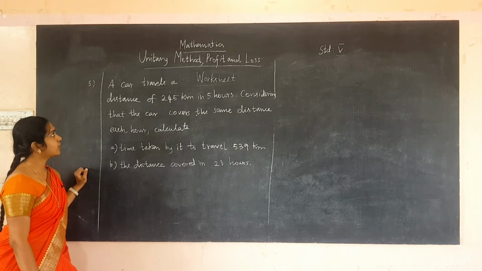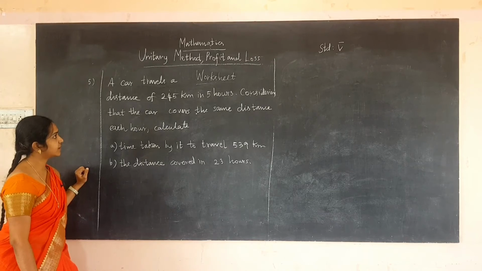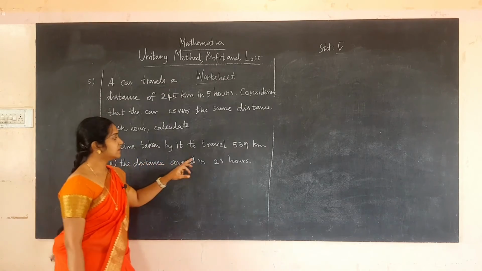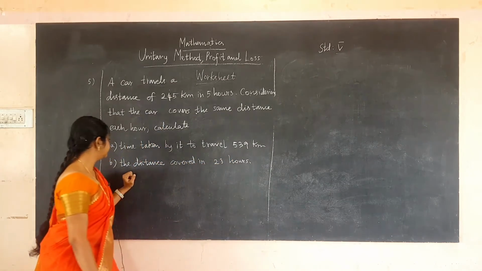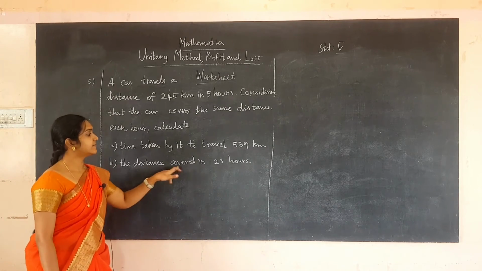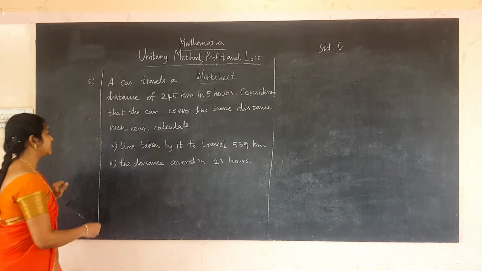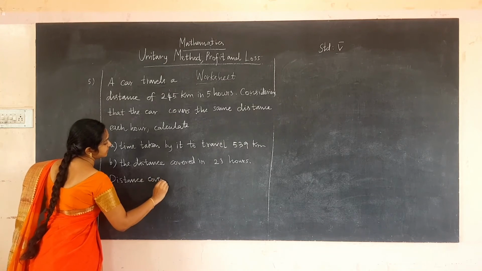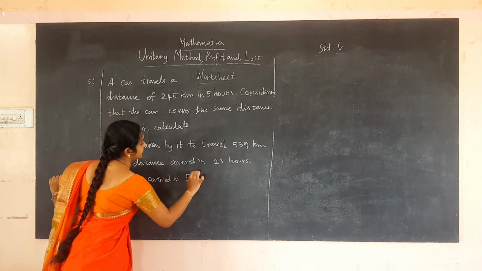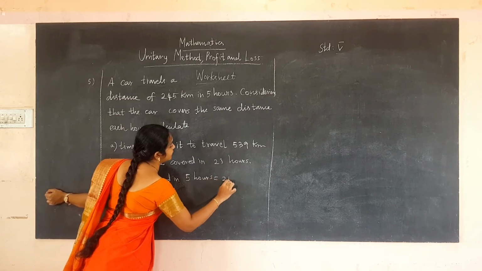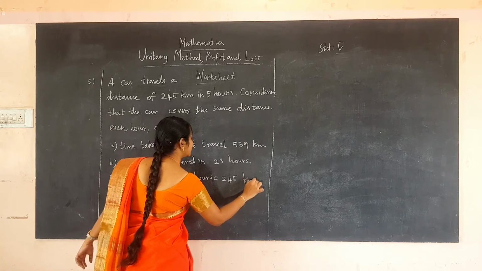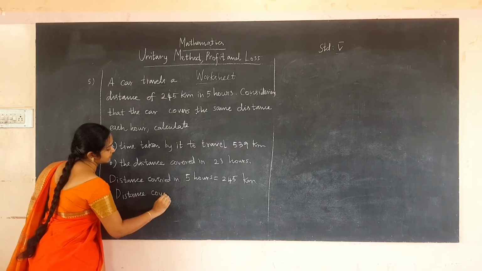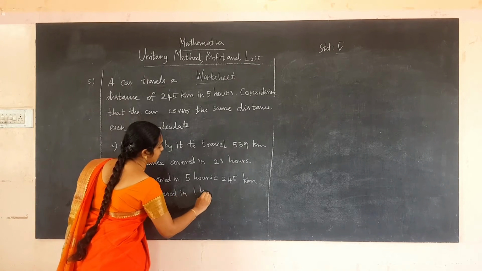The fifth question is, a car travels a distance of 245 km in 5 hours. Considering that the car covers the same distance each hour, calculate the time taken by it to travel 539 km. And the next question is, the distance covered in 23 hours. First write what is given. Distance covered in 5 hours is given as 245 kilometer. Now find distance covered in 1 hour.